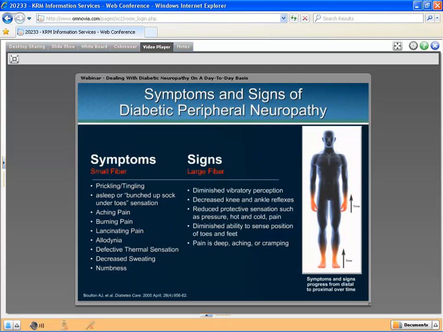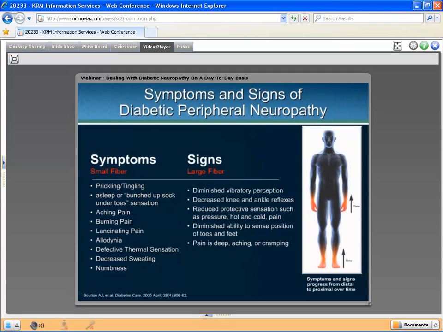There are signs and symptoms that we know our patients have, and I think it's important that patients understand that they may unfold in a sequence. Very often the symptoms that are small fiber are the ones that patients begin to notice early on, prickling or tingling. Last week I had a patient say, "Debbie, it feels like my socks are bunched up under my toes." This may deteriorate to aching pain or burning pain or lancinating pain. People may lose sensation related to heat or cold, decreased sweating. They may then end up with total numbness.